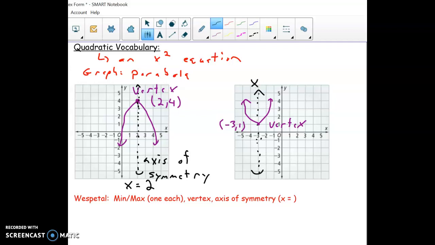If you got x equals -3, Matt Webb owes you $6 because that's the correct answer. All right, and again, that's the axis of symmetry.